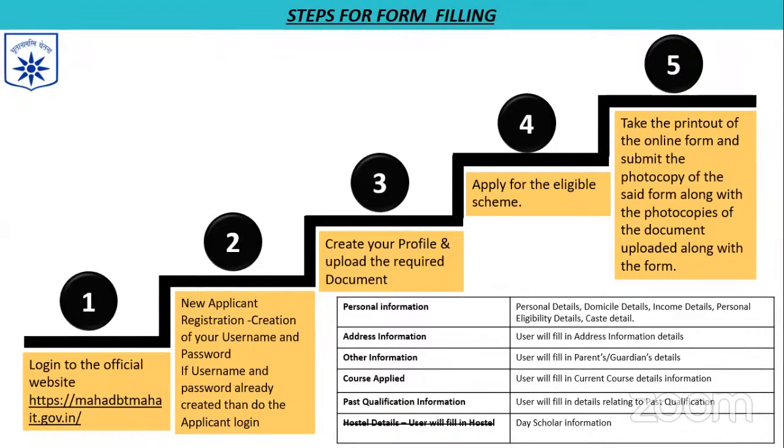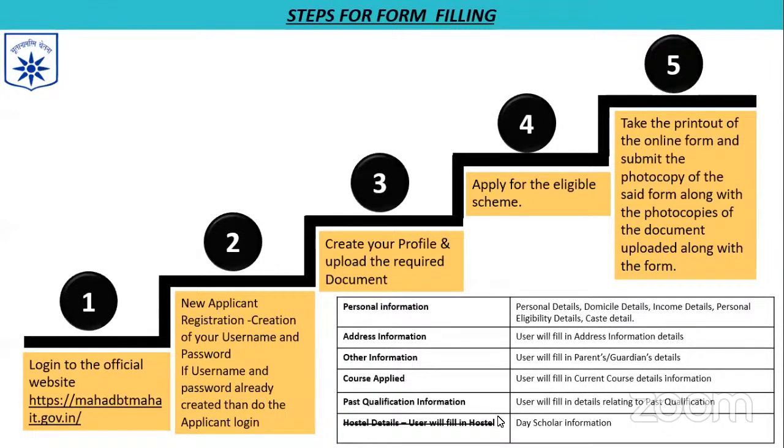Then the next information for creating a profile is course applied. That means which course you are currently in. Let us take an example, suppose you are in SYBCom. Now the current course is SYBCom. Then you have to give the information about past qualification. If your current course is SYBCom, your past qualification is first year BCom, 10th and 12th. So this becomes your past qualification.